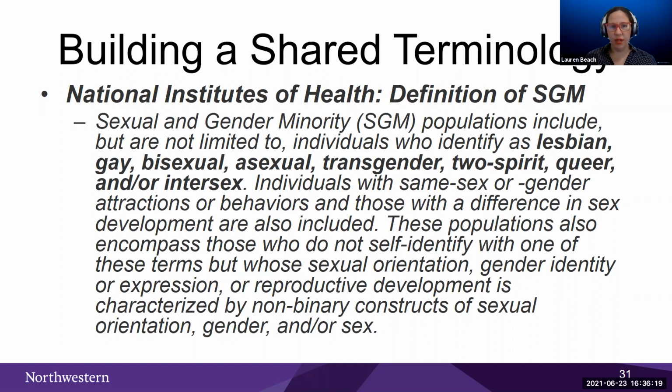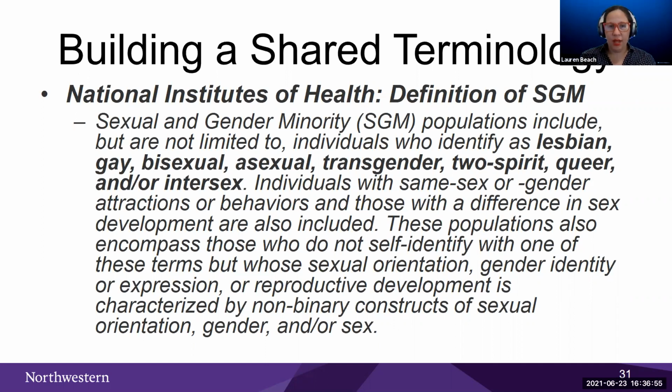So you see here that the National Institutes of Health definition of sexual and gender minority is that sexual and gender minority populations include, but are not limited to, individuals who identify as lesbian, gay, bisexual, asexual, transgender, two-spirit, queer, and/or intersex. And if you recall from the syllabus, one of the learning objectives is that all of the different populations covered in the NIH's definition of SGM, as we like to say it in the research world, will be addressed in this course.